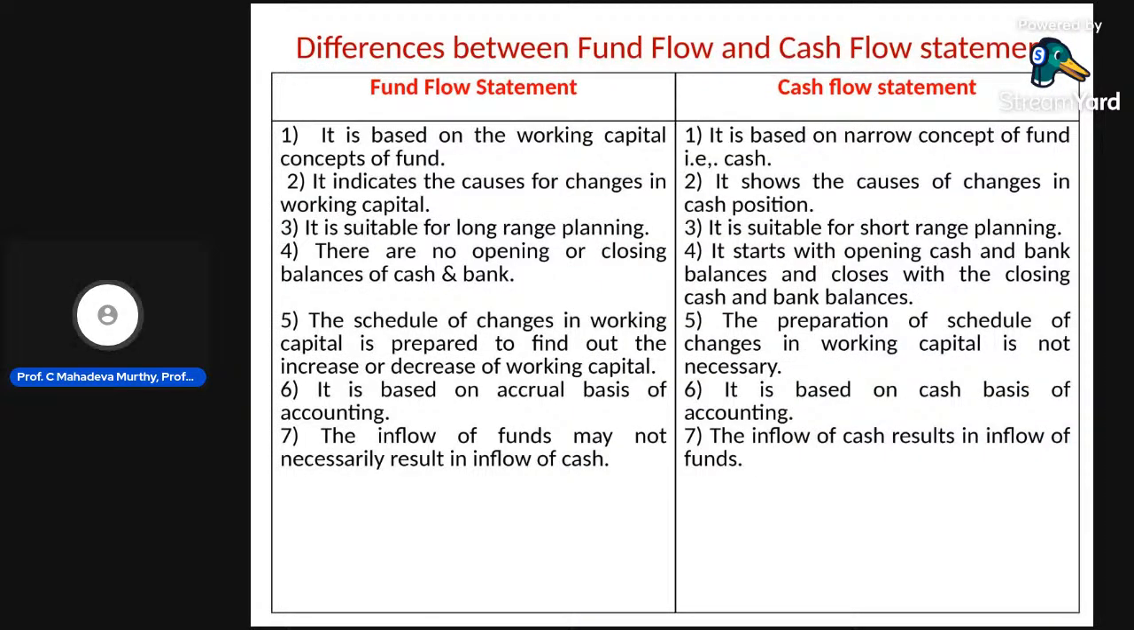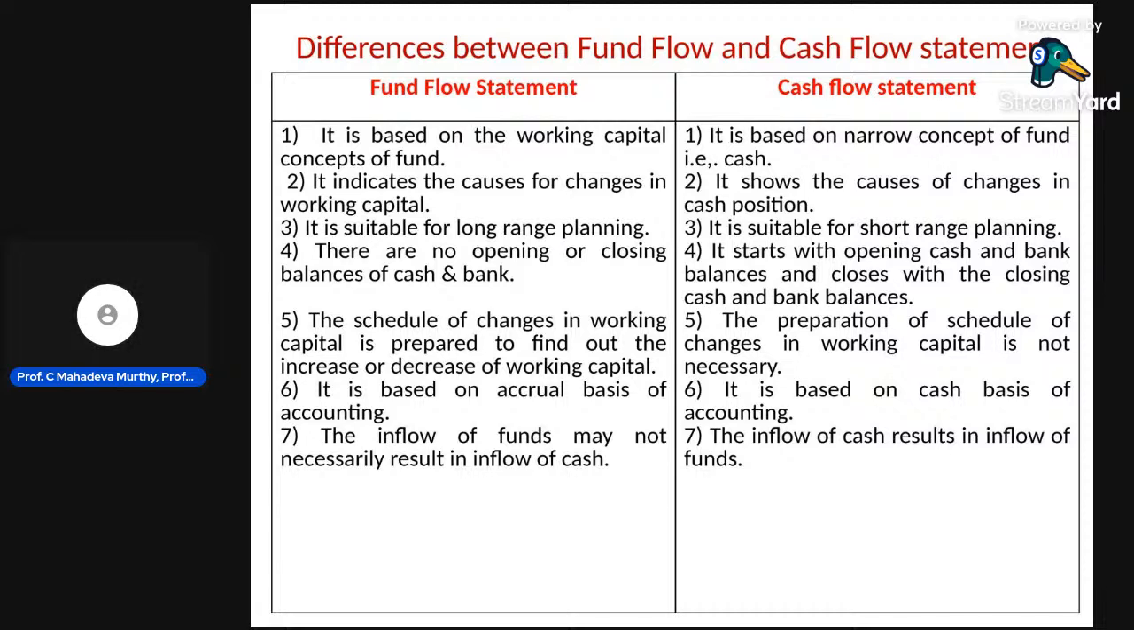Then, before going to the problems of fund flow and cash flow statement, what are the differences between fund flow and cash flow statements? The first difference: fund flow statement is based on the working capital concept of fund, whereas cash flow statement is based on the narrow concept of fund, that is cash. Working capital means the schedule of changes in working capital, current assets less current liabilities. But cash flow statement is purely cash.